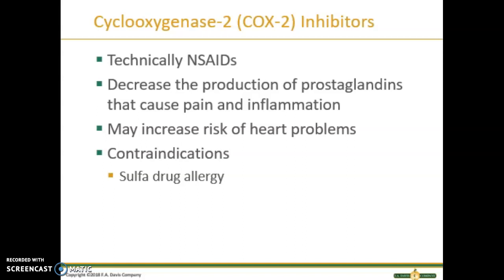Cyclooxygenase 2, or COX-2 inhibitors. They are technically considered NSAIDs, and they decrease the production of the prostaglandins that cause pain and inflammation. They may increase risk of heart problems, and the major contraindications are with sulfa drugs and sulfa drug allergies.